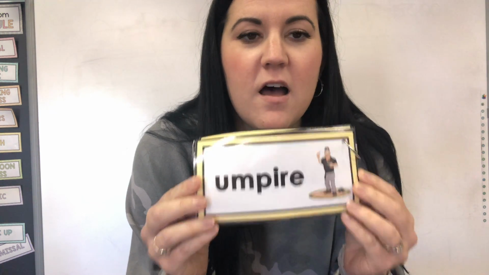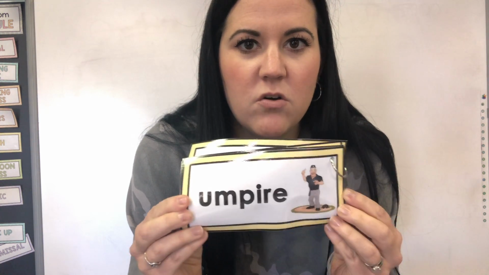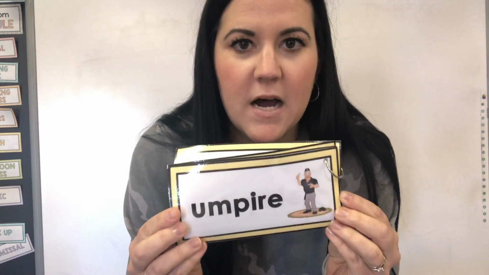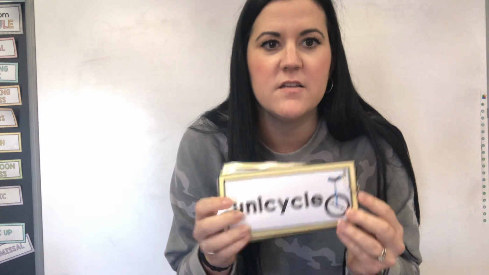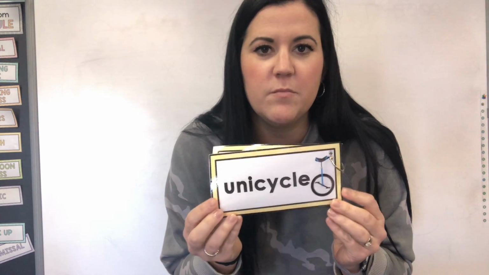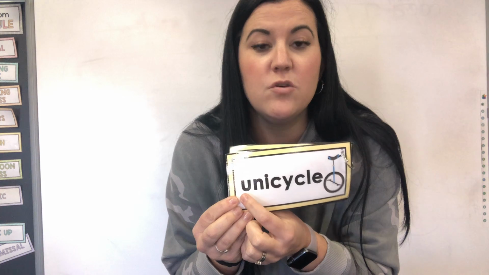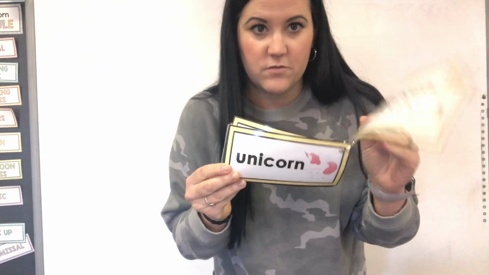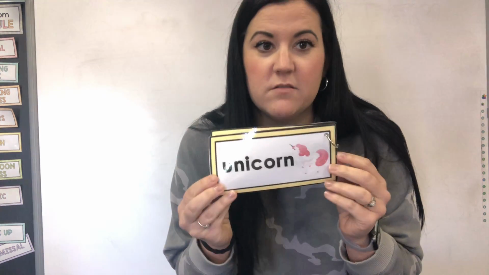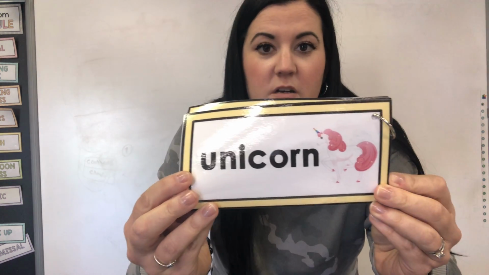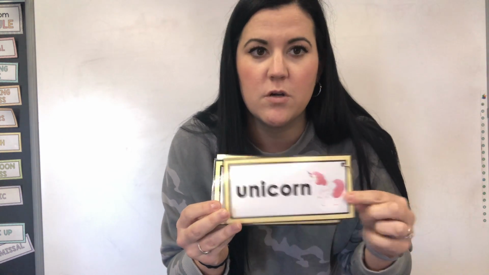Then we've got an umpire. So if you play baseball or softball or anything like that, there's umpires there, okay? So the umpire, listen for that sound. Now this one's tricky because it's got that long sound, which we're gonna talk about later on. But this is a unicycle. So the U says its name here, unicycle. Same with this one. I bet you my girls like this one. My unicorn. And the U says its name there too, unicorn. And then we're back to umbrella, okay?